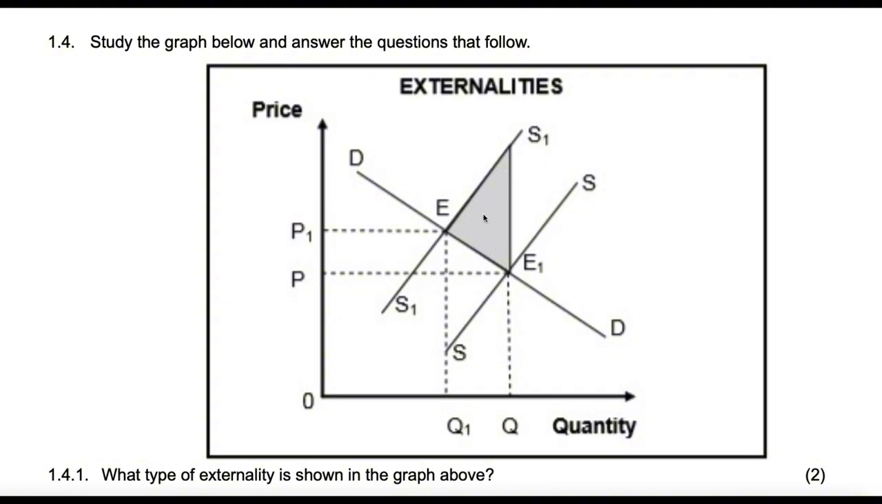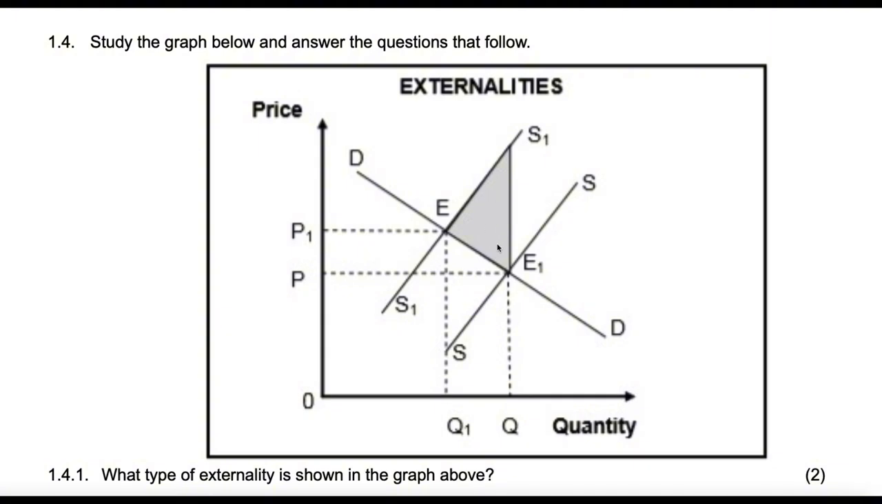So this shaded area here represents the deadweight loss, which in simple terms I can say is the loss of societal economic welfare due to the production or consumption of a good or a service. Now, with that said, what questions could be asked? Well, which externality is this? Well, it's positive. What does the shaded area represent? What's the initial price, which is P here, and quantity, which is Q?